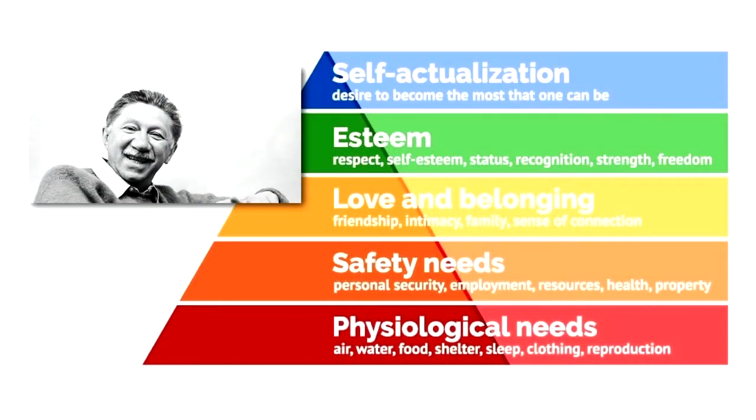So here we have this model. We have basic psychological needs. Above that, we have safety needs. Again, above that, love and belonging. And then esteem. And finally, self-actualization.